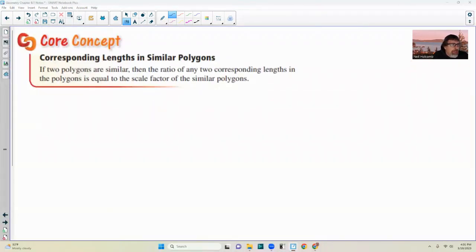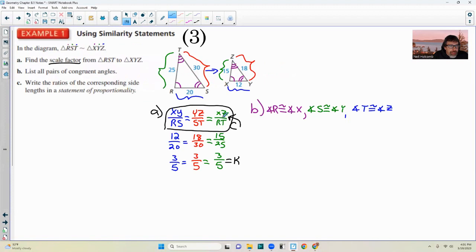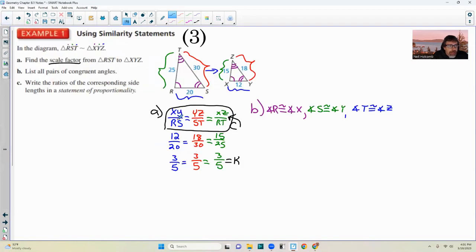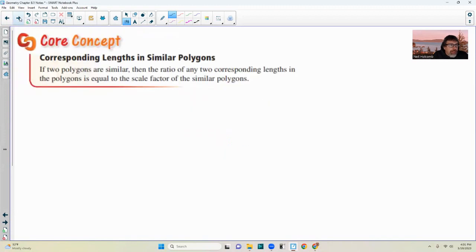Okay, one more core concept, corresponding lengths in similar polygons. If two polygons are similar, then the ratio of any two corresponding lengths in the polygons is equal to the scale factor of the similar polygons. And I just showed that right here. So any two corresponding lengths are equal in scale factor to the similar polygon. So XY to RS was 3/5, YZ to ST was 3/5, XZ to RT was 3/5. Those are all equal to the scale factor. That's all the corresponding lengths of similar polygons says. And so let's take a look at an example again.